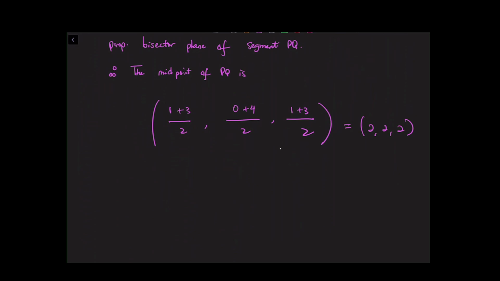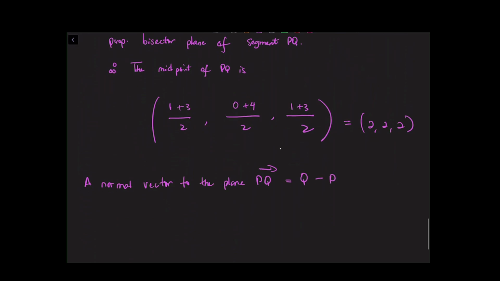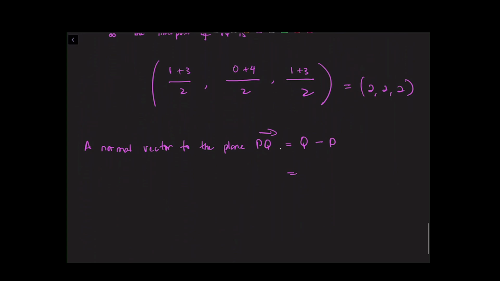And we also need to get a normal vector to the plane. So a normal to the plane PQ is Q minus P, which gives me (2, 4, 2), which is parallel to (1, 2, 1).